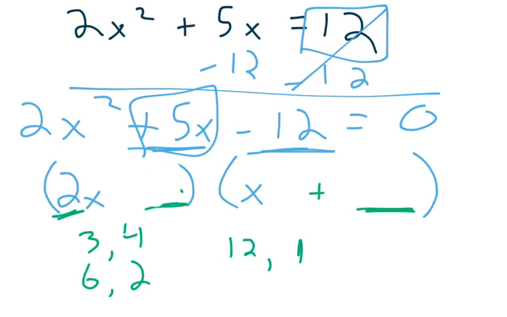But let's try this one. So 2 times 4 is going to give me 8, and then 3 times 1 is going to give me 3. So a positive 8 plus a negative 3 would give me a positive 5.